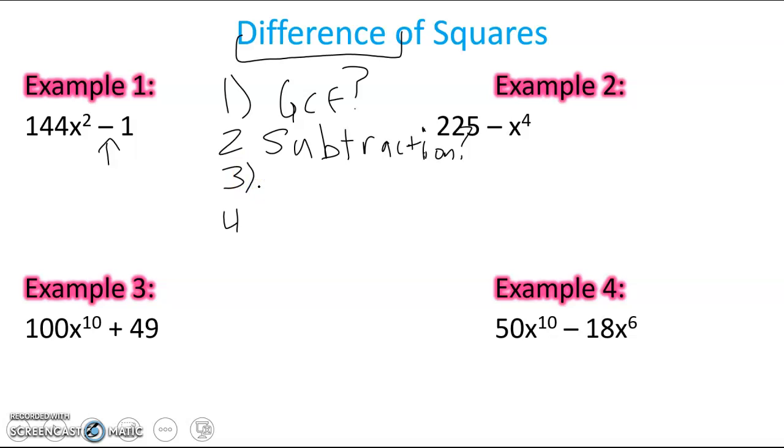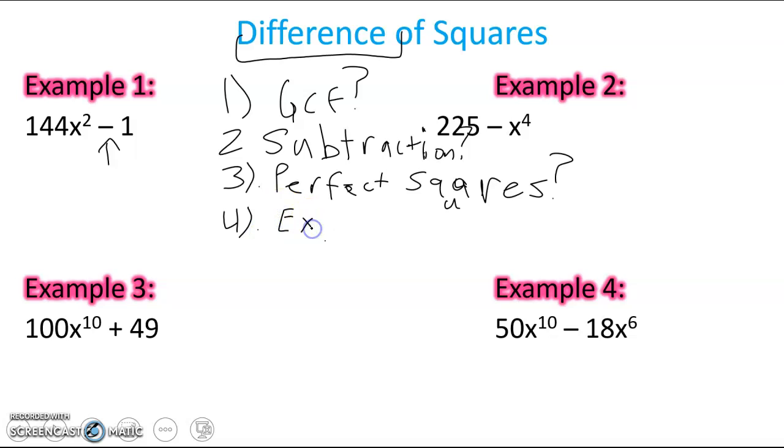Going to 3 here. Do we have perfect squares? I'm supposed to say square, so perfect squares. So make sure you know the perfect squares. If you need to get yourself a list of perfect squares, make sure you do that. And then last but not least, do we have exponents that are even?